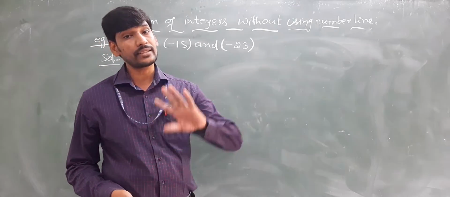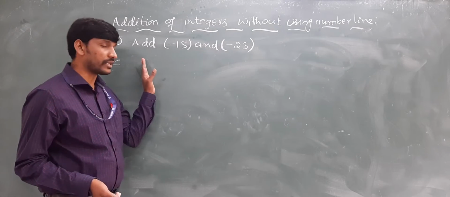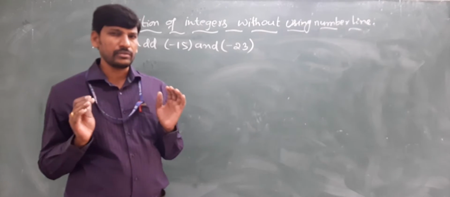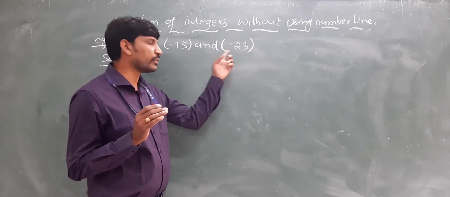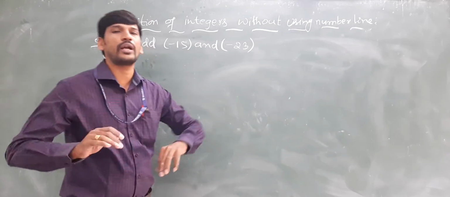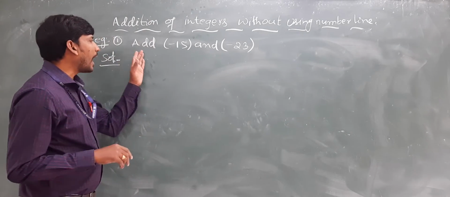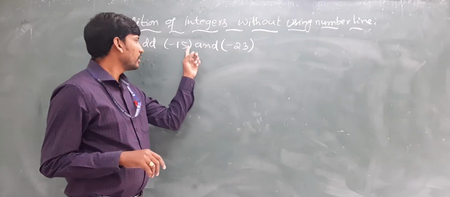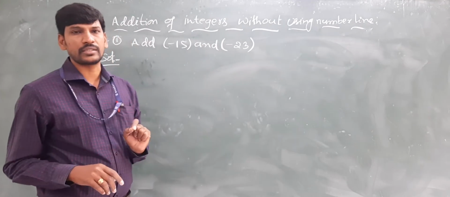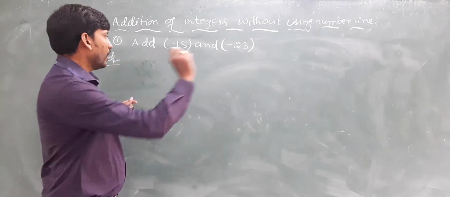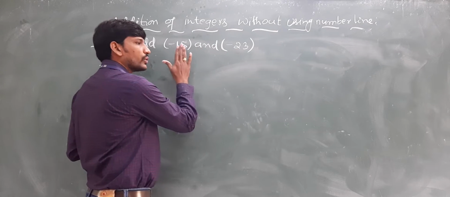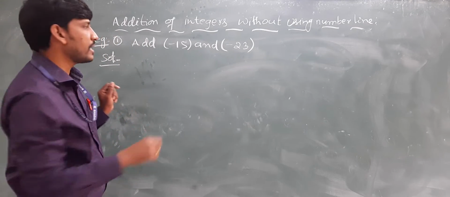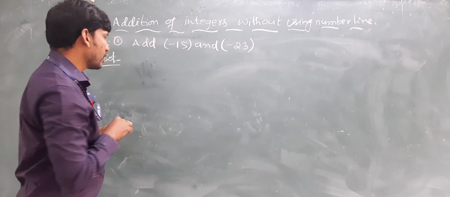Now, children, let us discuss one more example based on integers without using number line. See, this is a new chapter for you. You should be perfect in negative numbers. Okay, that's why we are discussing more and more examples. Now, see, add -15 and -23. Observe these two integers. Both are negative integers. I told you clearly in the starting class. Both are negative integers. We should add these two integers and finally the answer will be negative only, because both have a negative sign.